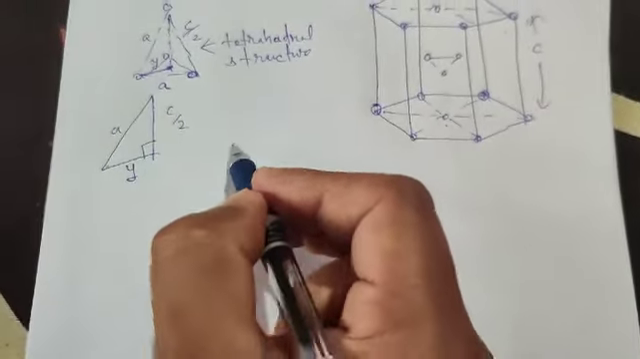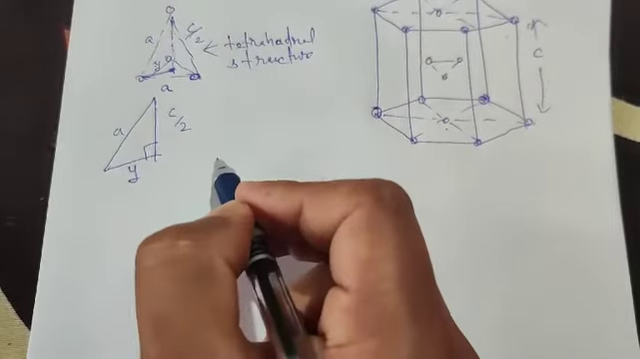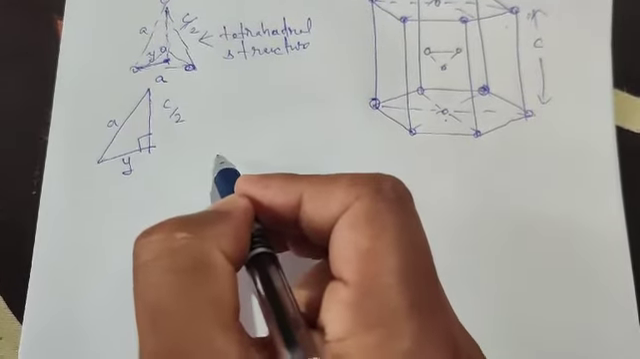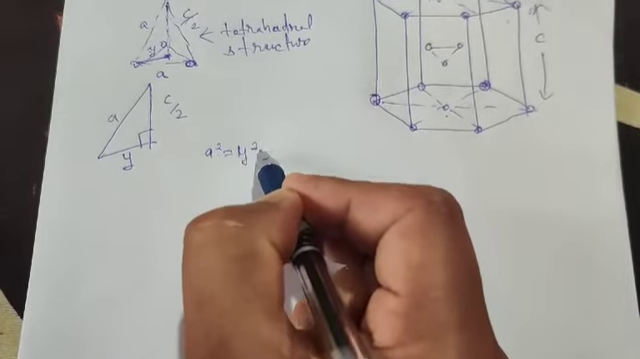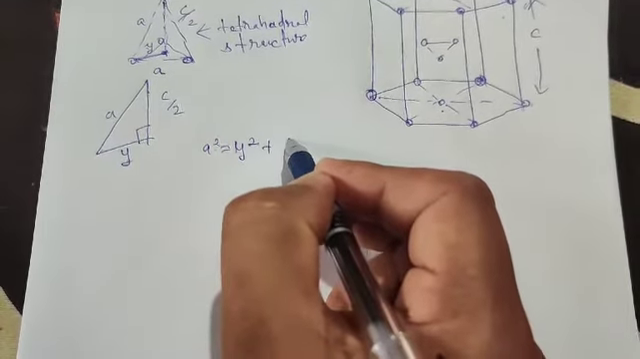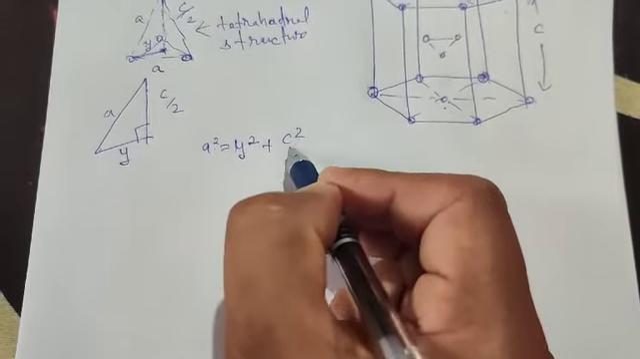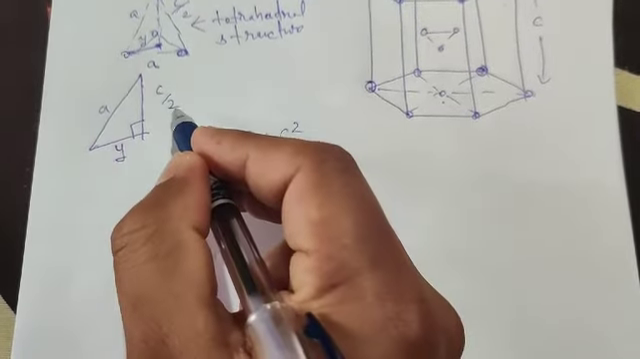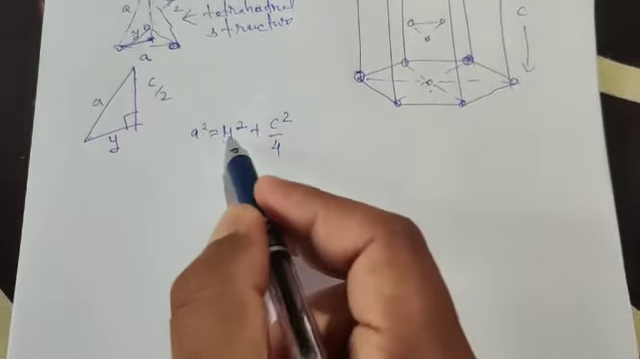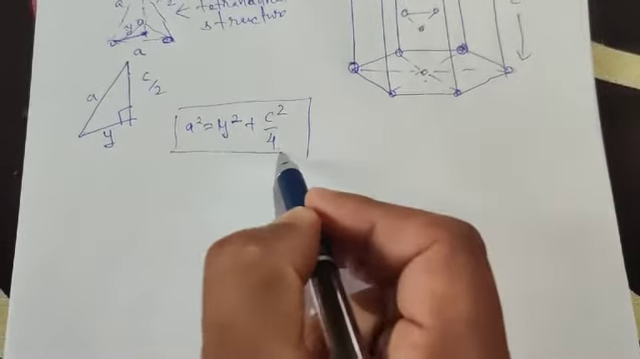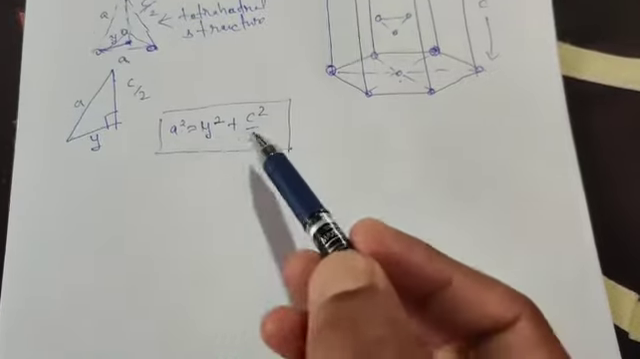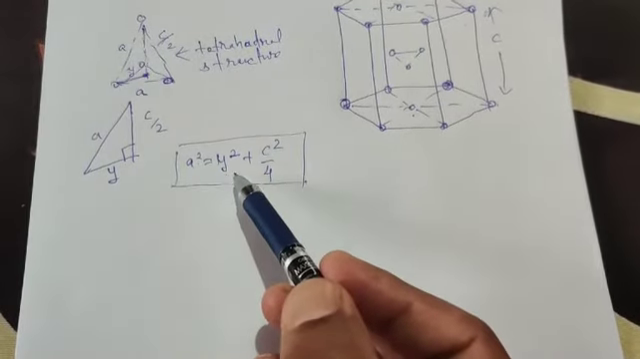So from this right angle triangle we have, this is the hypotenuse, A square is equal to Y square, base square, plus perpendicular square, C square upon 4, square of this. So this will be the equation. Now we have to find this Y.